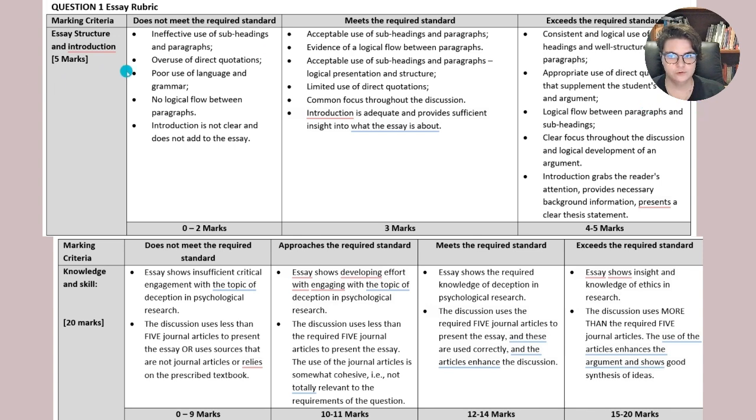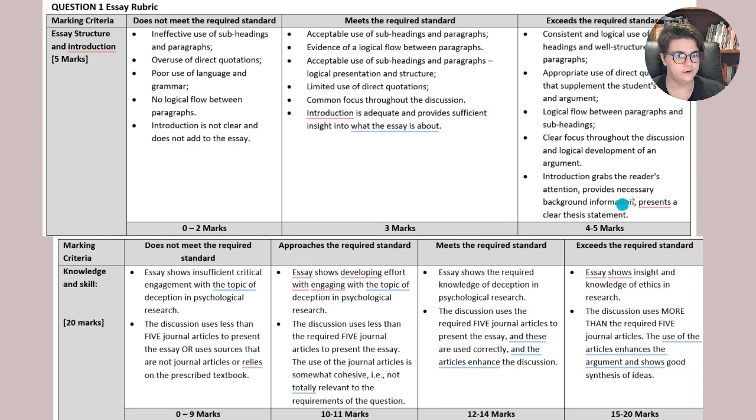Like I said, you will get 5 marks for the structure of your essay and an introduction. So if you don't have a clear introduction, you can't get these 5 marks. If your essay doesn't follow a logical structure, you can't get 5 marks for this.